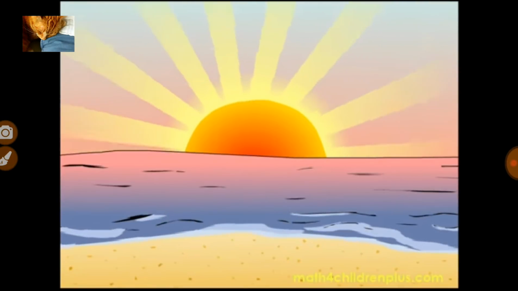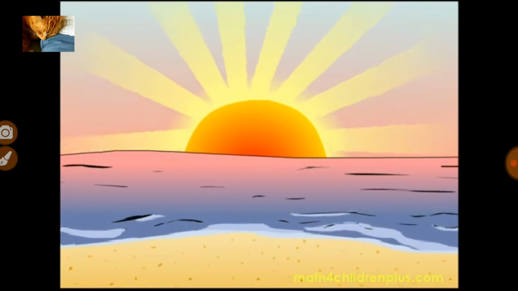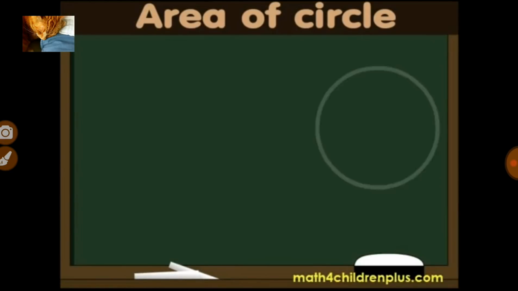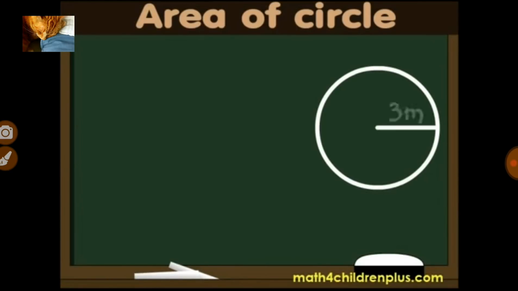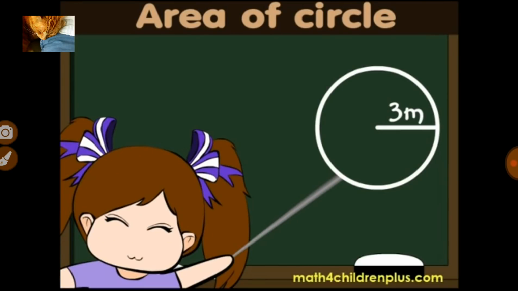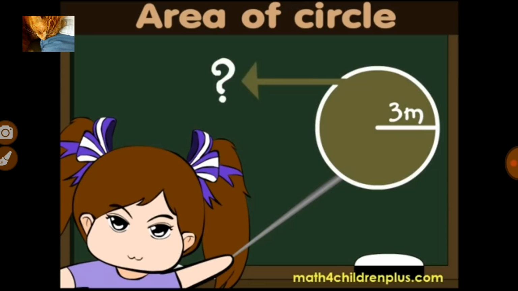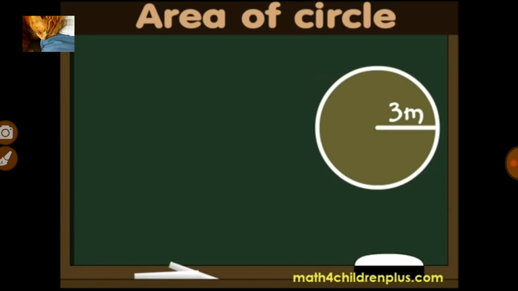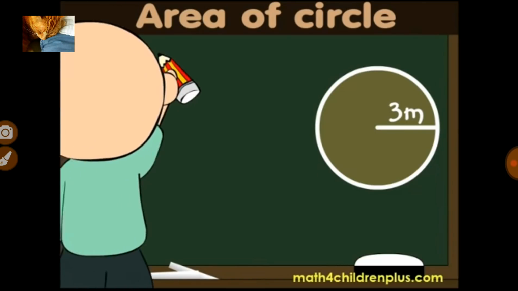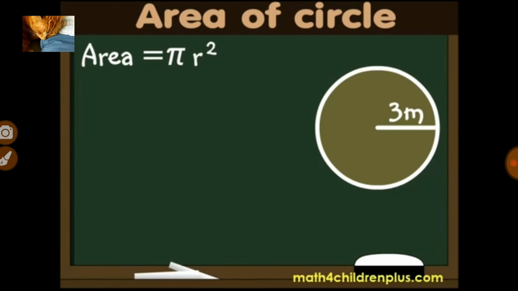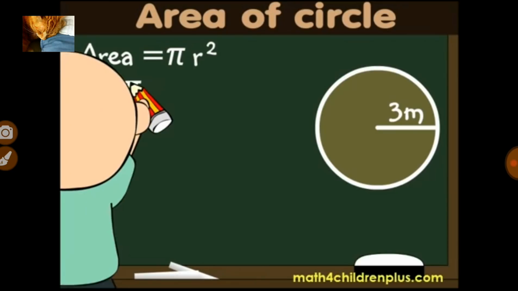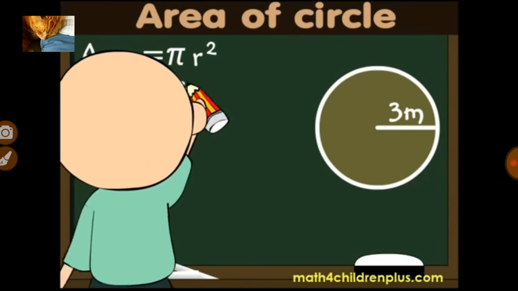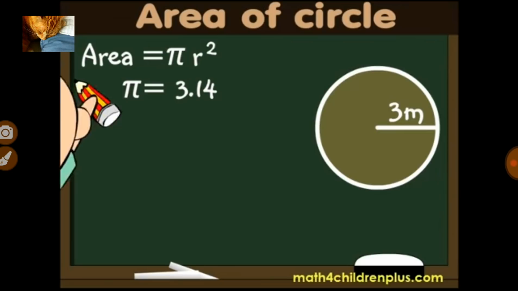Welcome to the area of a circle, where we learn the area of a circle. Ready? Start with your circle and measure the radius, which is a line halfway through the center. This radius is 3 meters. So what's the area of this circle? Area of a circle equals pi times radius squared. So what we do with this circle is we realize that pi equals 3.14.